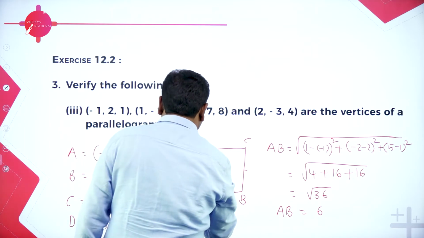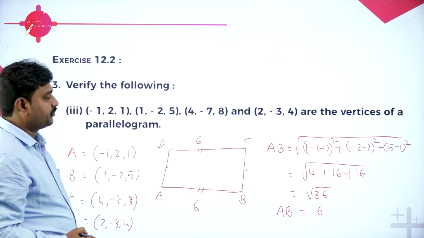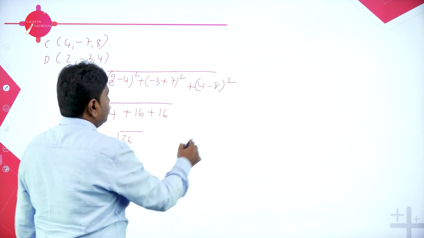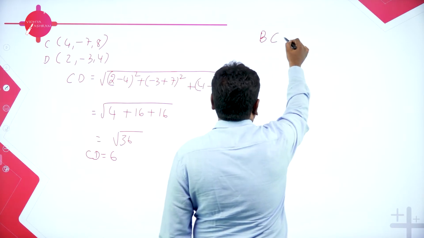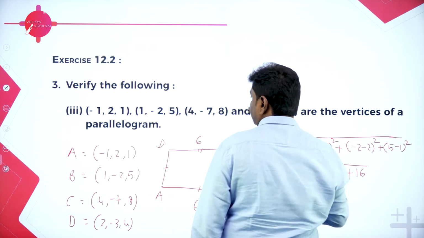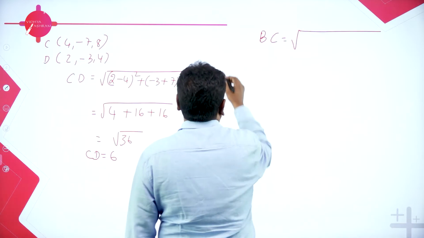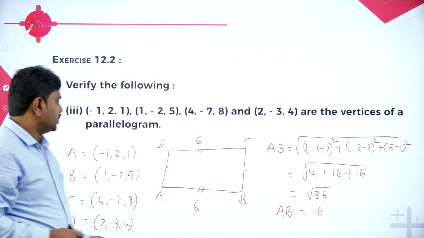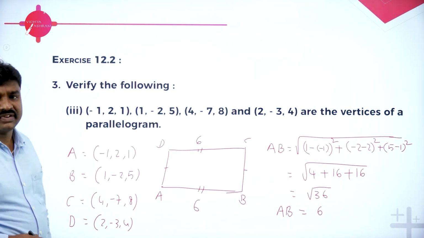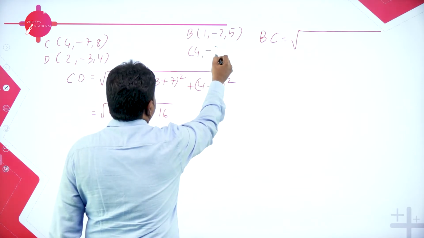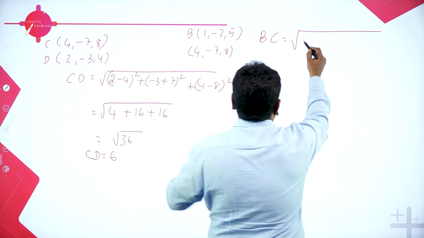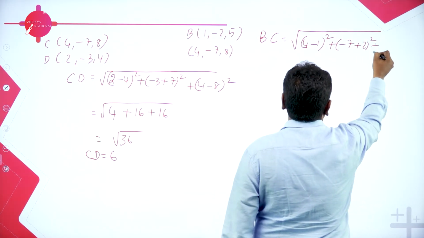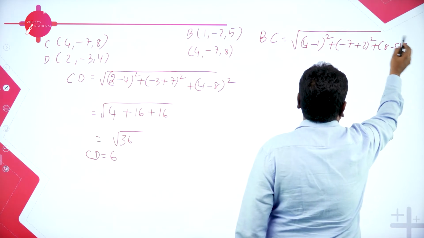So AB is 6 and CD is also what? 6. Then the other sides, find BC and AD. So let us find BC. What is B they give? B is 1, minus 2, 5. What is the C value? C is 4, minus 7, 8. Apply distance formula. So it will become 4 minus 1 the whole square plus minus 7 plus 2 the whole square plus 8 minus 5 the whole square.